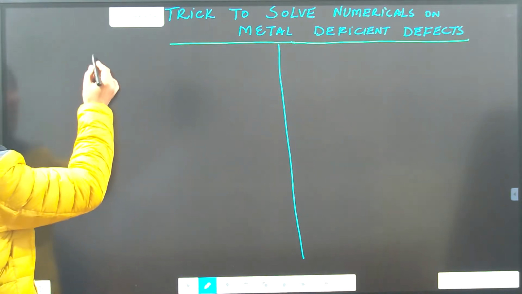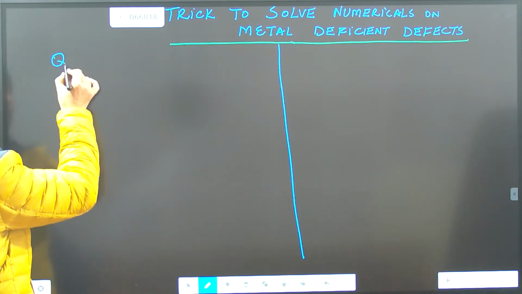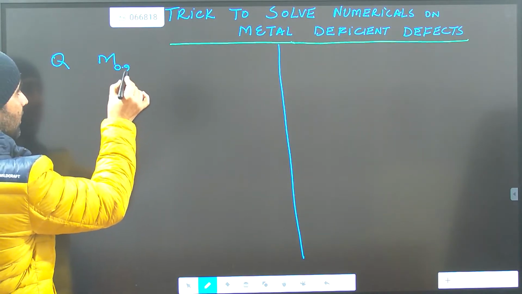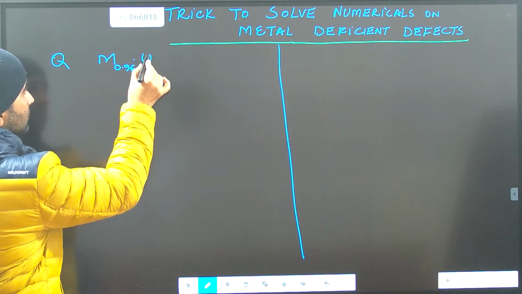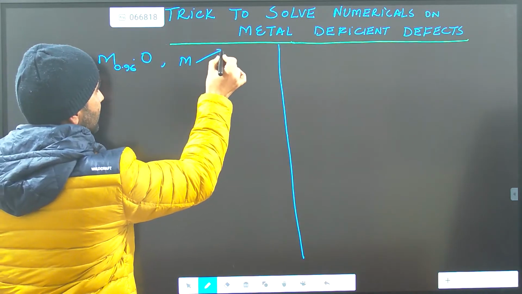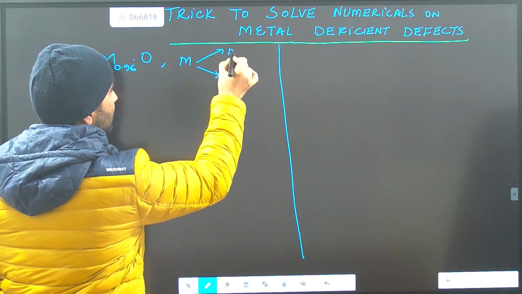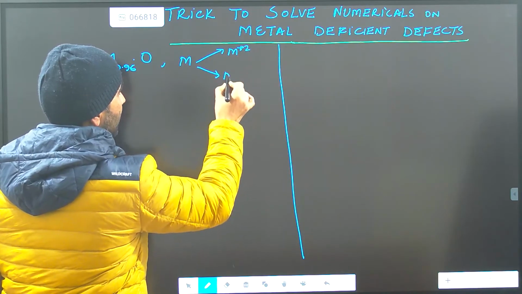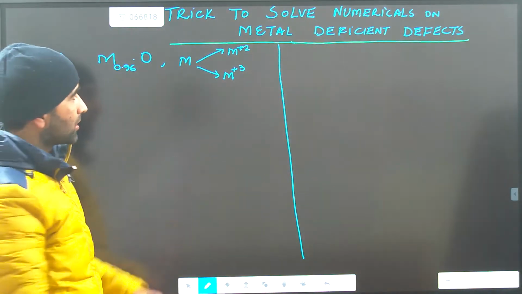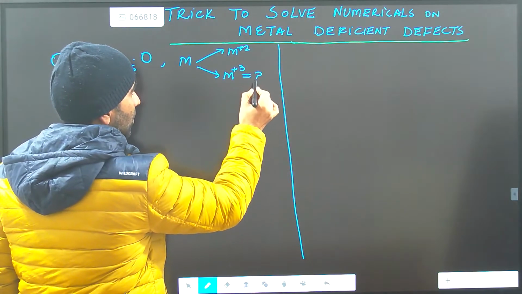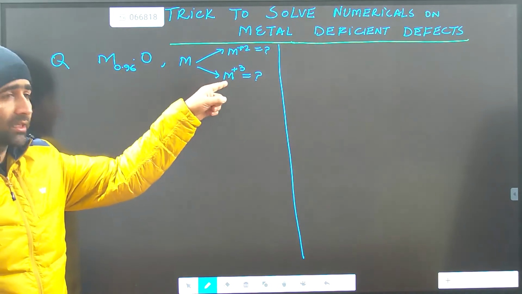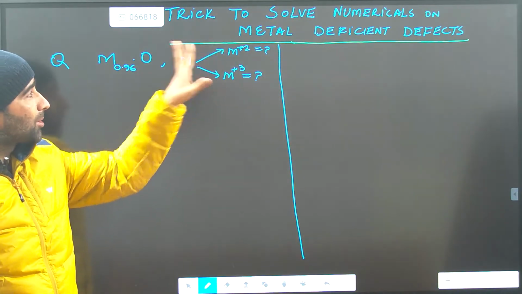Suppose you have a question like this. You have a metal oxide where the stoichiometry is M0.96 O, and you are being asked that this metal exists in two oxidation states. That means it exists as M plus 2 and it exists as M plus 3, and you will be asked to calculate the concentration of M plus 3 or of M plus 2. You have to calculate the percentage of M plus 3 ions or the percentage of M plus 2 ions.